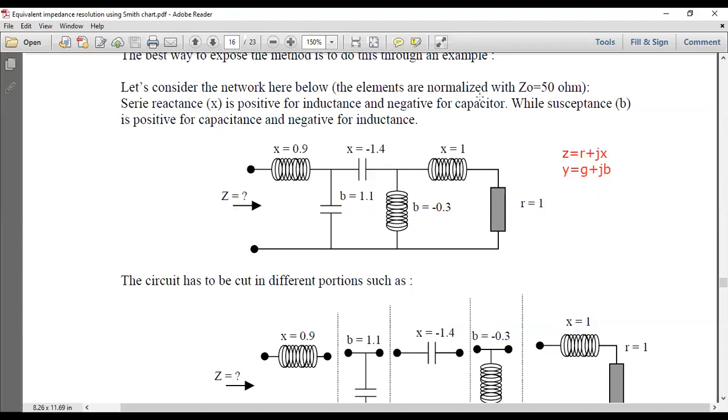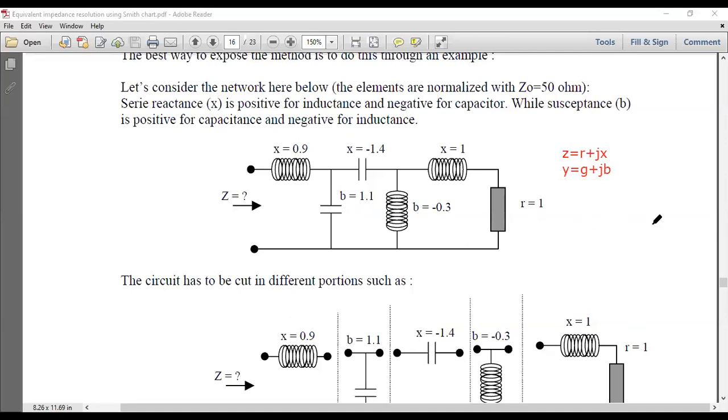So for the admittance, B is given, they are in parallel, so we require B. In a simple manner, here the X is given. So simply X we have to add in series and B in parallel. So it is a simple calculation. Now we have to go further.